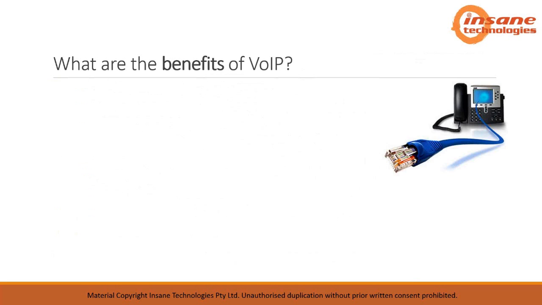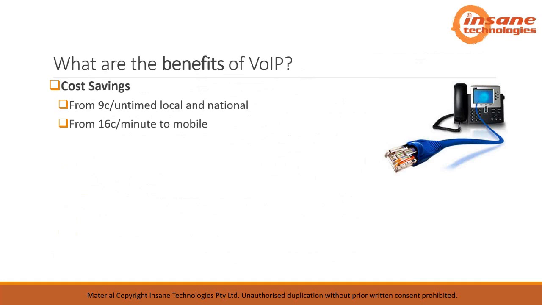Well, most people will tell you the main benefit is going to be cost savings. Examples of the cost savings you'll get are 9 cents untimed local and national calls Australia-wide, 16 cents per minute for calls to a mobile, and you'll often see calls to international destinations that start at around 2 cents a minute.